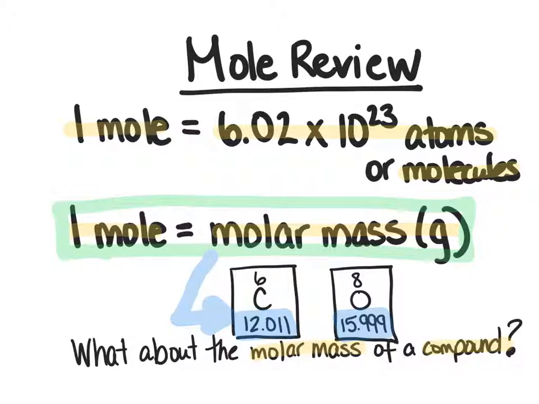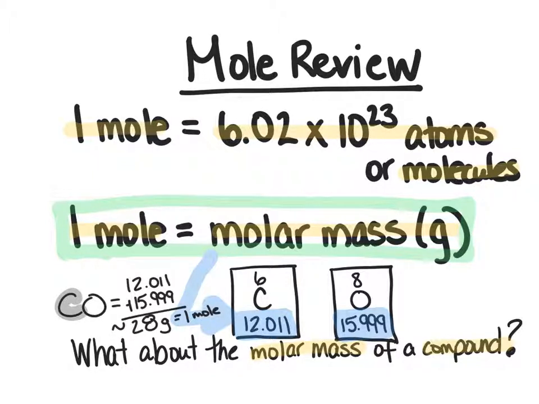If we have a compound, like a material that's made up of more than one element, like let's say carbon monoxide, we're going to have to take those two elements and we're going to have to add the molar masses of each of the elements together. So to find the molar mass of carbon monoxide, we would have to take 12.011 and add 15.999 and add those together in order to get the molar mass of it. So the molar mass is about 28 grams in 1 mole. That's called the molar mass.